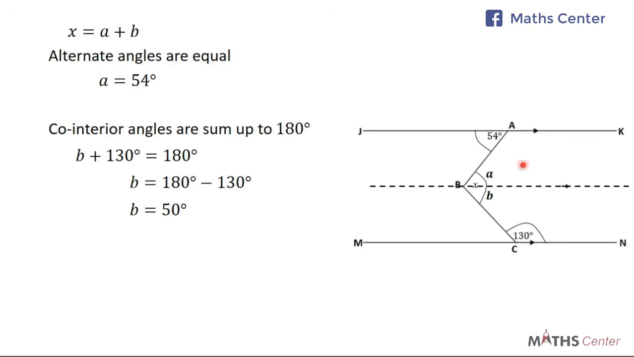So we've now found A, we found B. So we can say that X is equal to A, which is 54 degrees, plus B, which is 50 degrees. So X will give us 104 degrees. Whenever you have a question like this, what you have to do is introduce an imaginary parallel line, a helping parallel line, so that you can be able to solve the question.